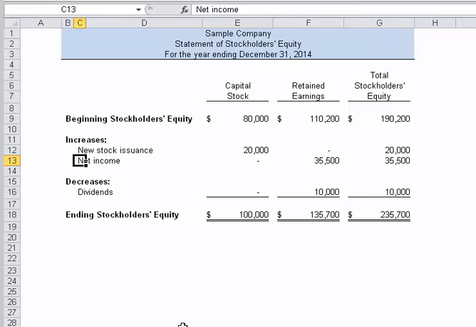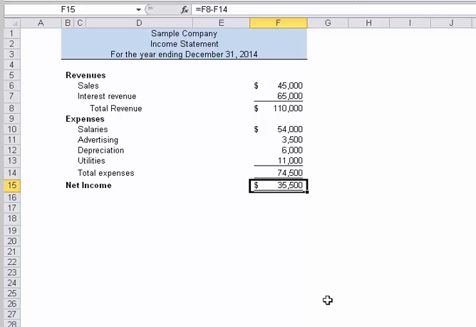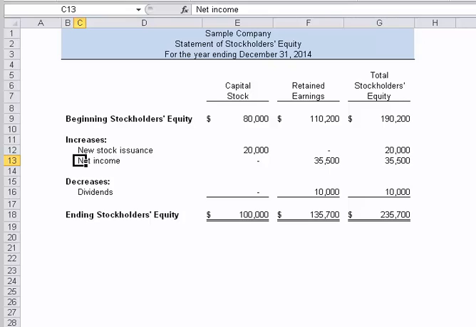Okay, next we prepare the statement of stockholders' equity. Now, if this were not a corporation, if it were a sole proprietorship or a partnership, it wouldn't be called the statement of stockholders' equity. It would be called the statement of owner's equity, or it might even just be called the statement of owner's capital. Lots of times these statements go by different names. In fact, let me jump back to the income statement. Sometimes the income statement is called the statement of financial results. There are other names it may go by as well. But back to the statement of stockholders' equity.